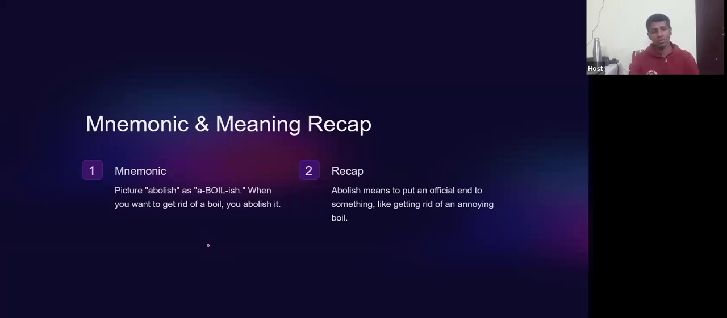Yesterday it was ally. For me, ally is like the A L is the same as in pal. Ally, pal, right? So let's do a quick recap. Abolish means to put an end, to put an official end to something, like getting rid of an annoying boil. This is the mnemonic we are trying to connect. You can feel comfortable creating your own mnemonic.